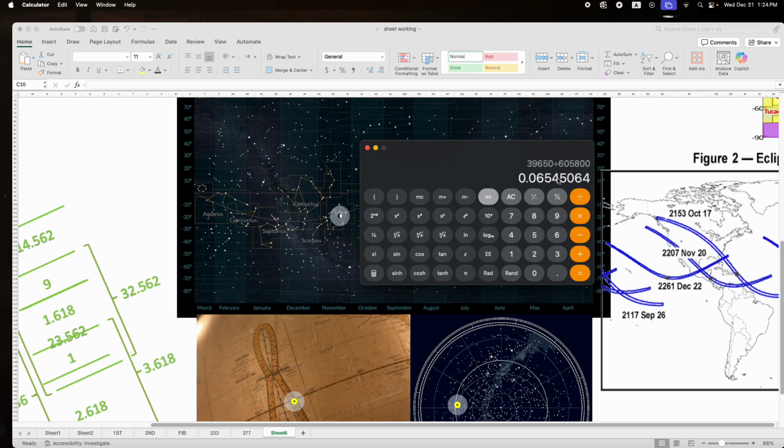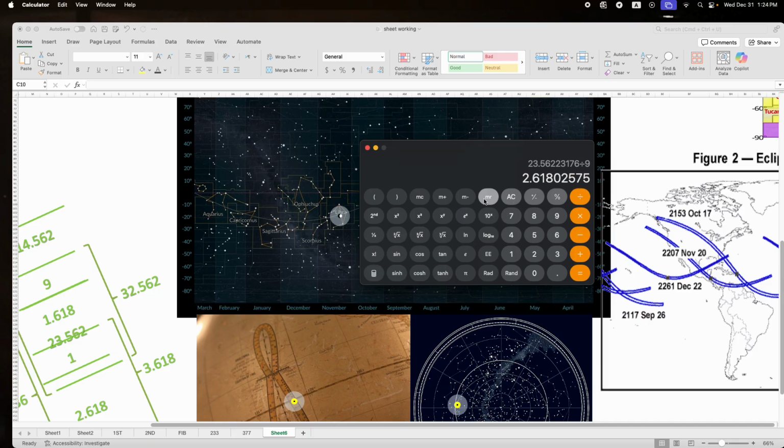605,800 times, we're multiplying this by the 360 degrees to get this into a degree value. So 23.562 degrees. If we divide this value by 9, we're going to be right at phi squared. So how is this relevant?